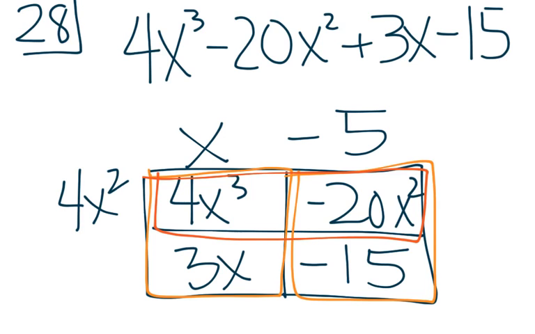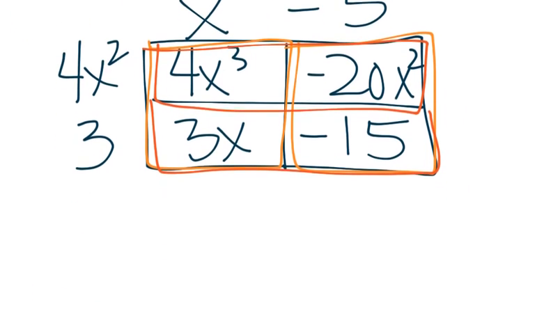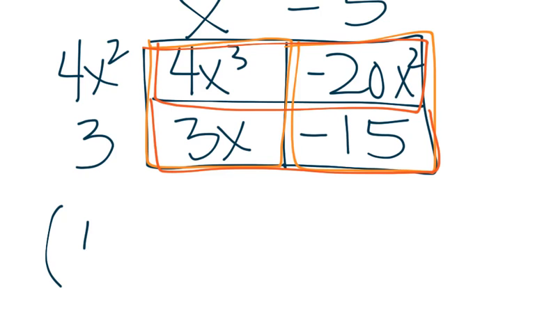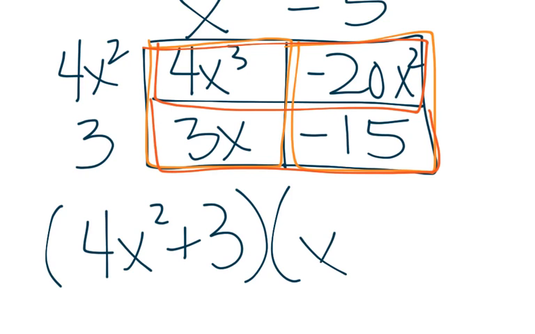Then going across on our second row, we have 3x and negative 15, and they have a 3 in common. So these are our two factors, x minus 5 and 4x squared plus 3. So we're going to write this down, 4x squared plus 3 times x minus 5. And this is our final answer.